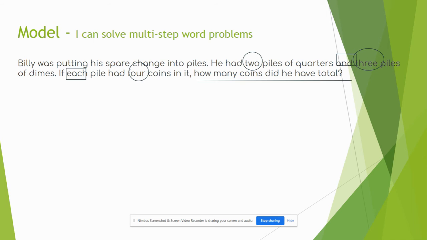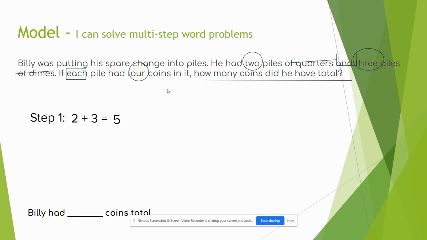Billy was putting his spare change into piles. That's not really any useful information. He had 2 piles of quarters and 3 piles of dimes. So I'm talking about the piles right now. He has 2 piles plus 3 piles. Well, 2 plus 3 easily, that's 5. He's got 5 piles. Okay, the next step, if each pile had 4 coins in it, how many coins did he have total?